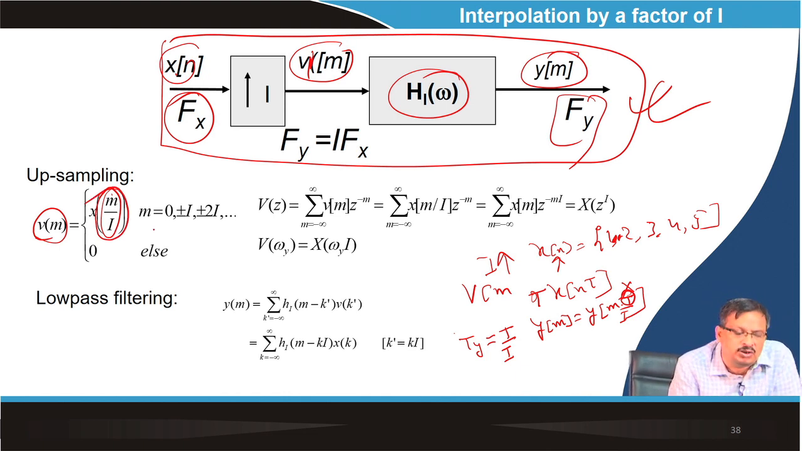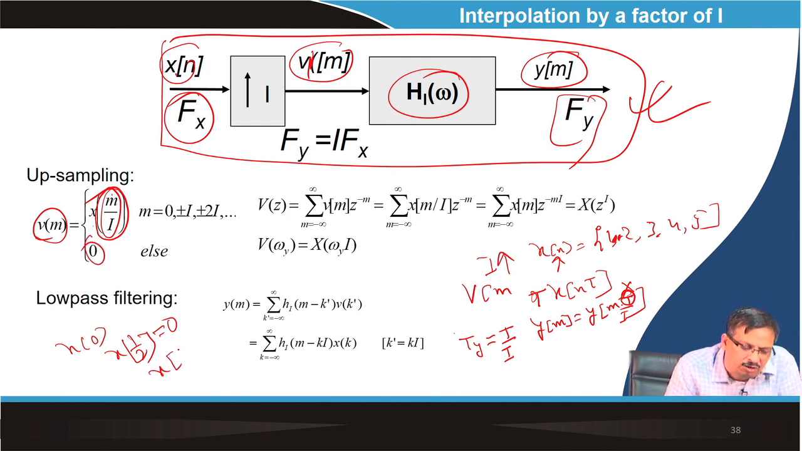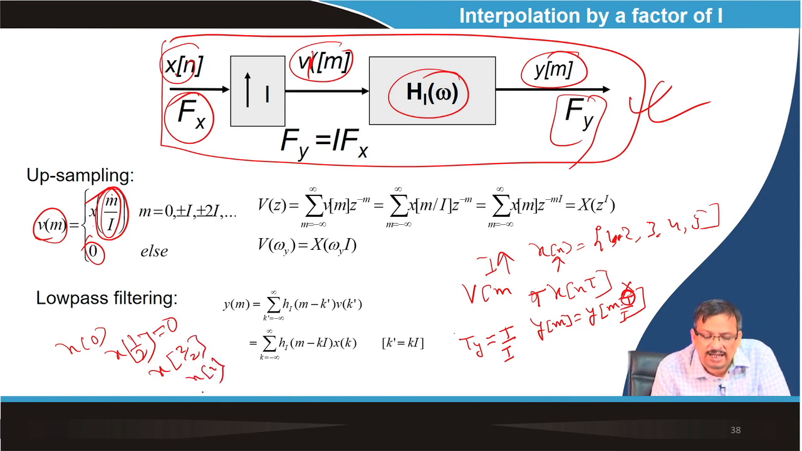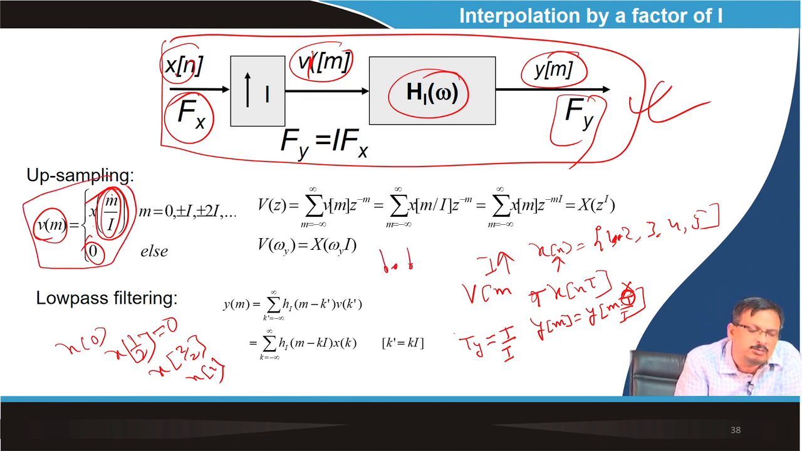So for m equal to 0, it is x of 0. Then x of 1 I cannot get, but let us say I equal to 2, so x of half, can I get it? That is why x of half is nothing but 0. Then I get the sample at x of 2 by 2, which is x of 1. So that is why I said in between two samples I put a 0. So how do I put a 0? Using this function.